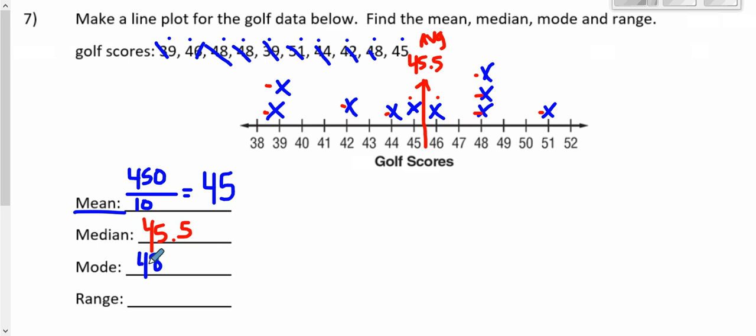All right, and then my range. Remember, range is the difference. So range is the biggest minus the smallest. So we have 51 minus 39.